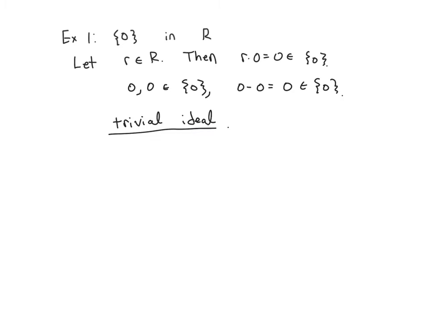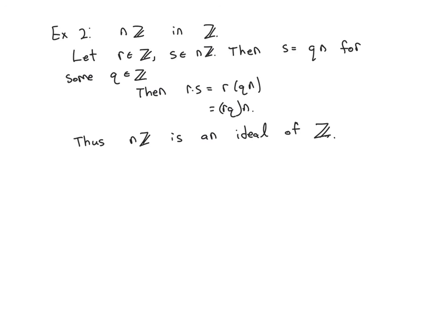Similarly, R is also an ideal of itself. So normally when we say proper ideal, we're ignoring these two cases and we want something else. So let's look at another example. How about multiples of an integer?